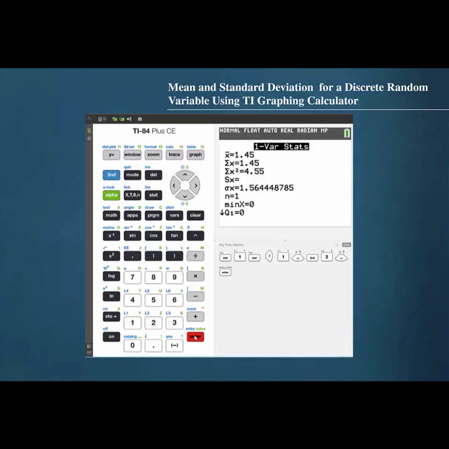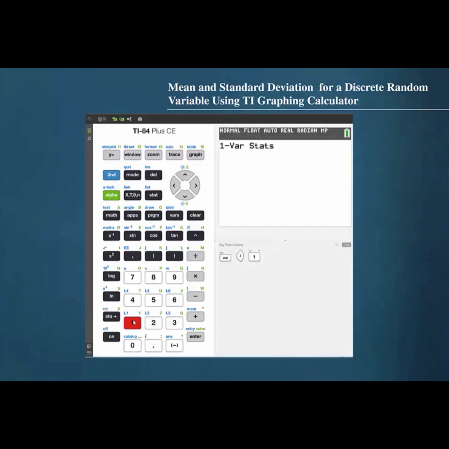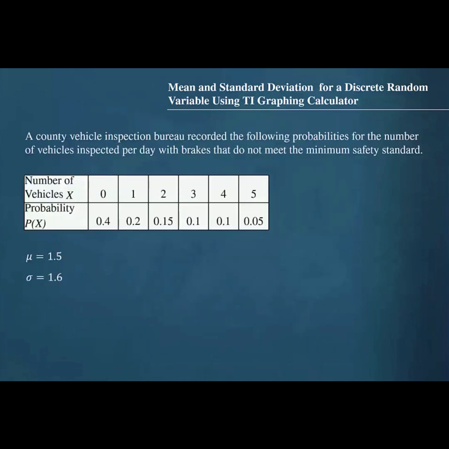1.56444878. If you are using a calculator that does not utilize the stats wizard, then you will need to make sure that the syntax is correct. When the screen presents the one variable stats function, you should then press second 1, comma, second 2, then press enter.